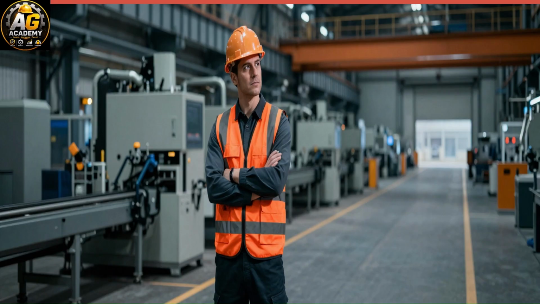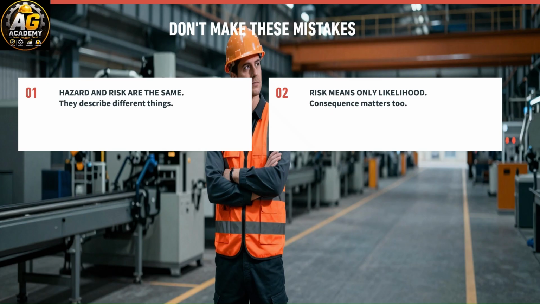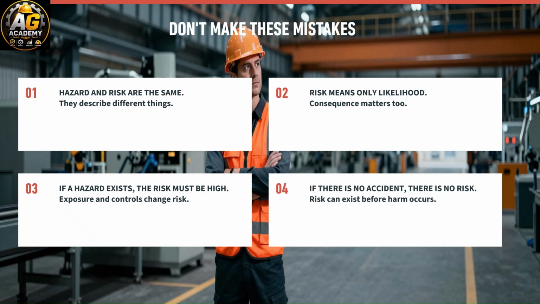Before we continue, avoid these 4 common mistakes. First, hazard and risk are not the same thing. Second, risk doesn't mean likelihood alone. The potential consequence matters too. Third, the existence of a hazard does not automatically mean the risk is high. Exposure and controls matter. And fourth, no accident does not mean no risk. Risk can exist before anyone gets hurt.